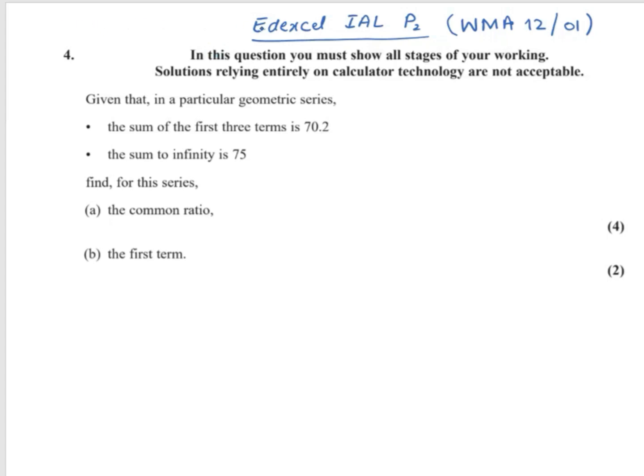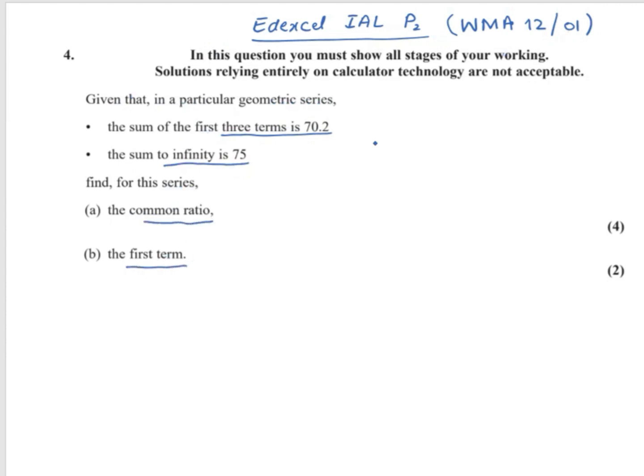A past paper question from Edexcel IAL T2 paper code WMA12-01. Given that in a particular geometric series, the sum of the first three terms is 70.2. The sum to infinity is 75. Find for this series the common ratio and the first term.